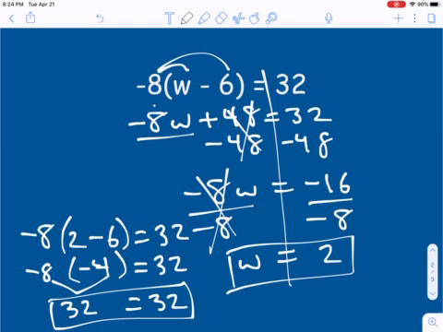And so what this means is, of all the numbers in the universe, and there's an infinite number of numbers, the only number that will work to satisfy this equation is 2. That's what it means when you have one solution or it's distinct. It means there's only one possibility that it could be. So hopefully that makes a little sense.